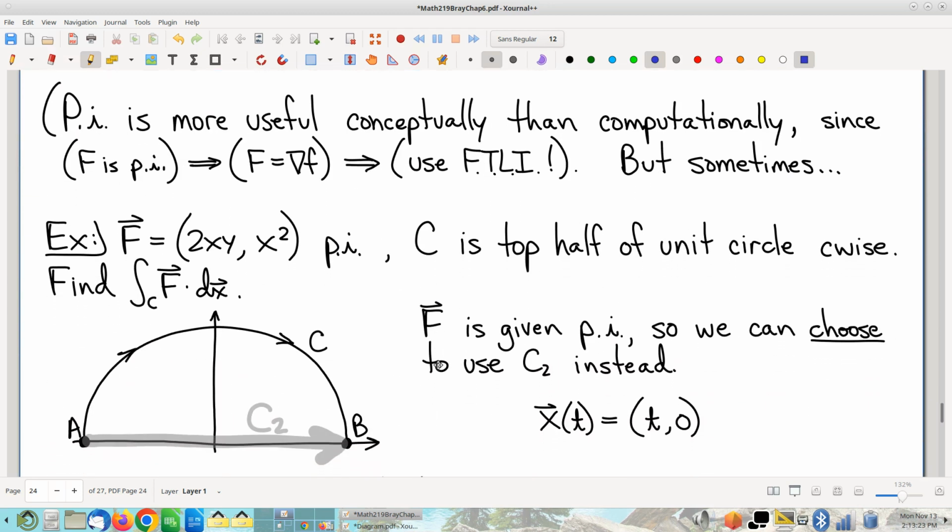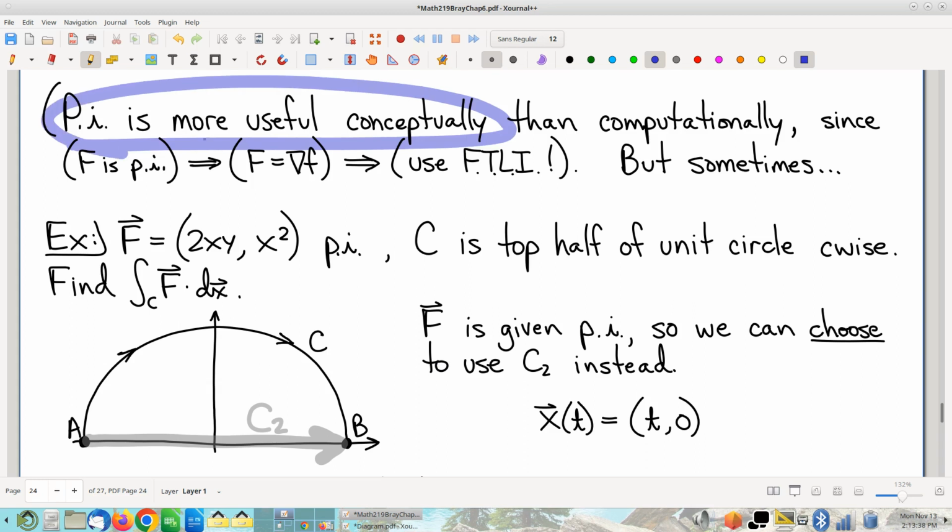Now, who cares? Always a good question to be asking. How does this improve my life, right? To understand this idea of path independence, I claim that it's actually very useful conceptually in certain kinds of applications, and in particular physics.